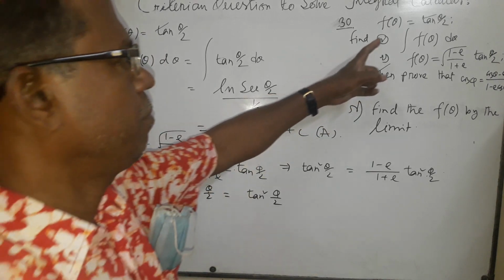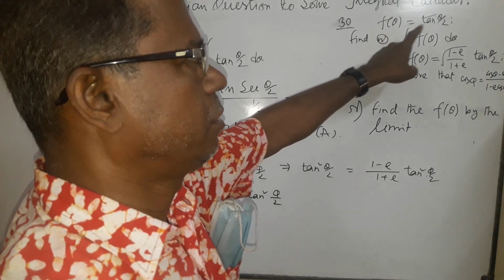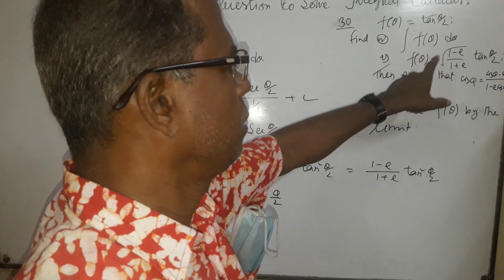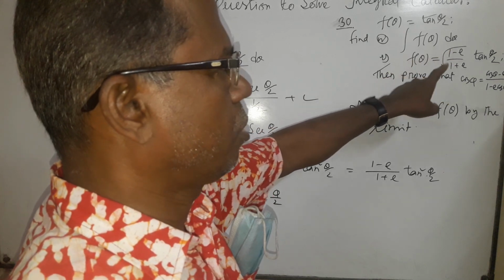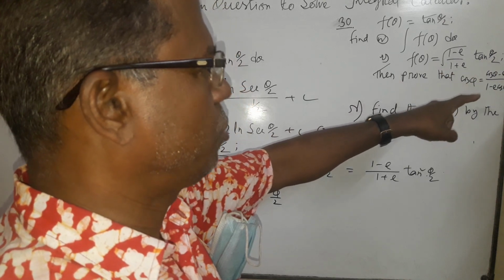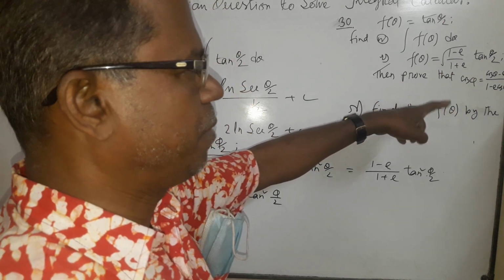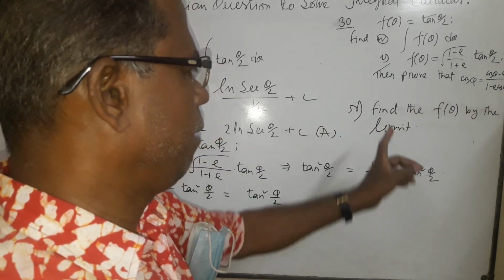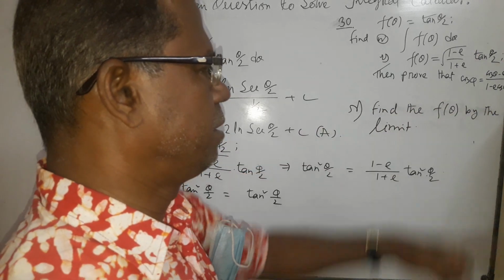Mathematical problem: f of theta equal to tan theta by 2, then integration of f of theta d theta. And f of theta equal to 1 minus e divided by 1 plus e root over tan theta divided by 2. Then prove that cos phi equal to cos theta minus e divided by 1 minus e cos theta, and find the f of theta by the limit.